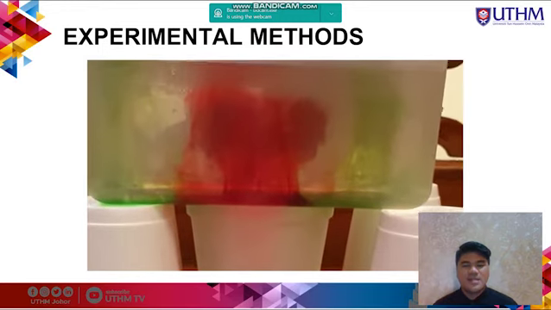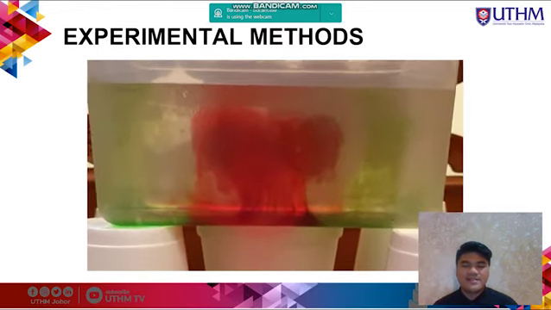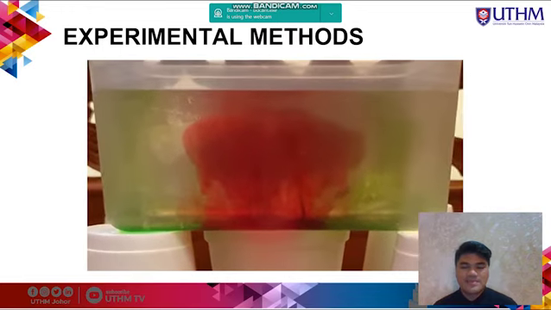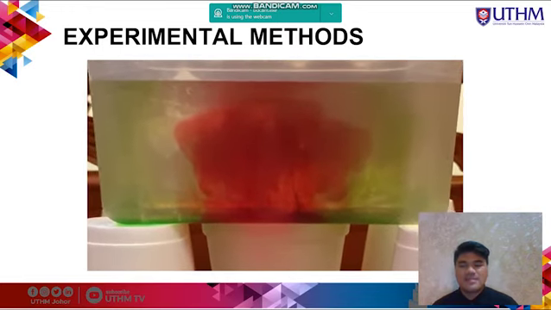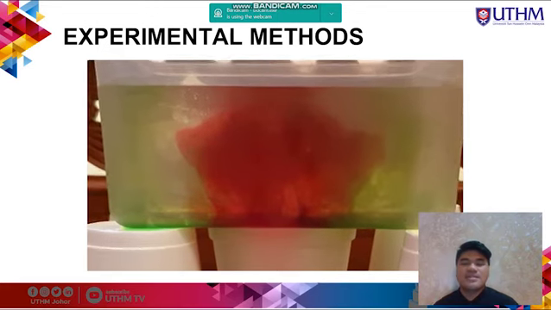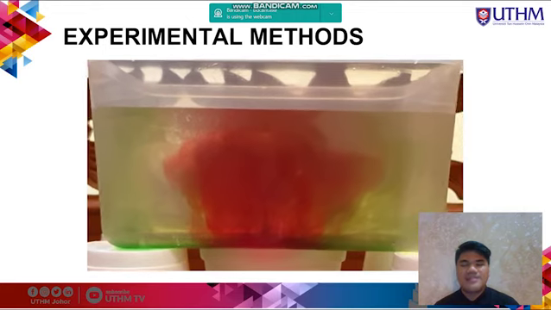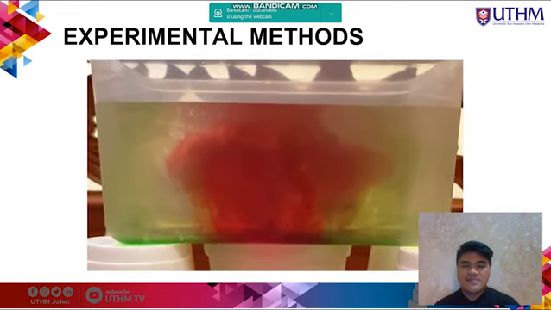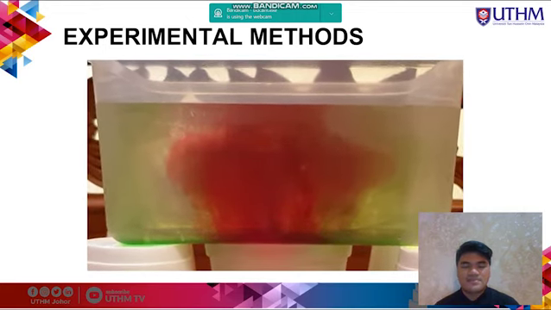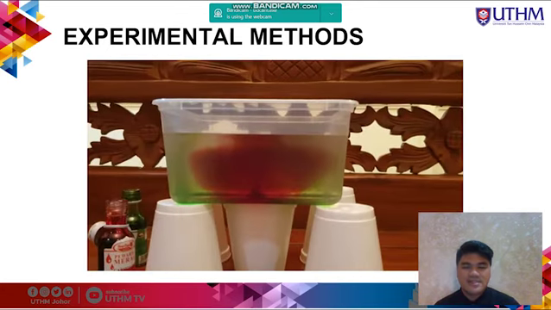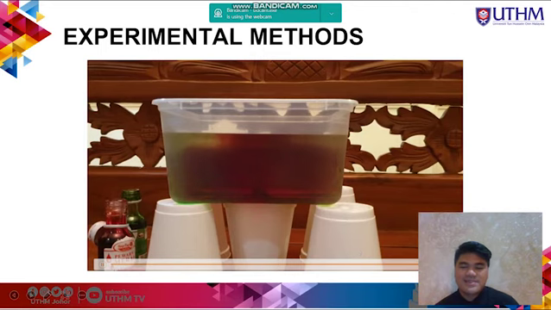As we can see here, the red food coloring starts to rise up when the heat is generated from the hot water in the cup. At the same time, the green food coloring also moves into the red area. This is because the heat starts to rise, so there will be particle movement in the water.